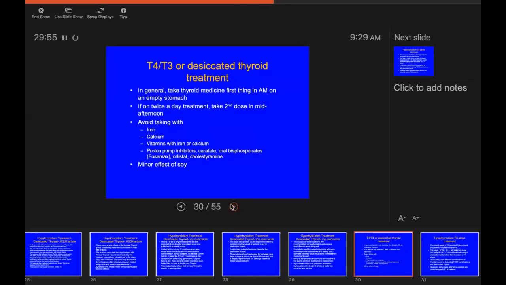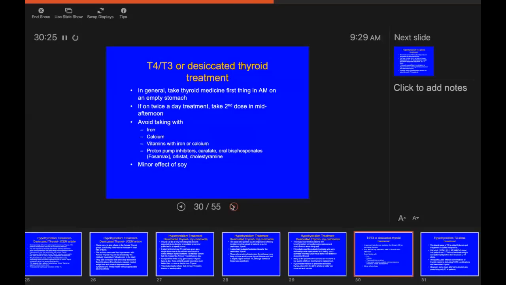In general, for T4, T3, or desiccated thyroid, I have the patients take the thyroid medicine first thing in the morning on an empty stomach. If they're on a twice-a-day regimen, which I think most of my patients are, they take the second dose in mid-afternoon. And avoid taking it, within an hour, I would say, with iron especially, which interferes with absorption, calcium, vitamins that have iron or calcium. Proton pump inhibitors like omeprazole are very common. They interfere with the absorption.